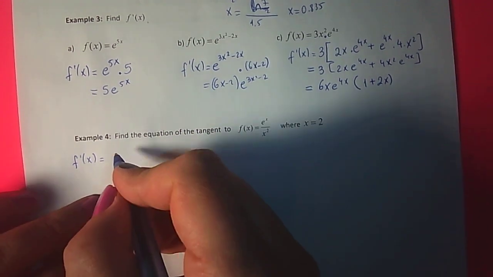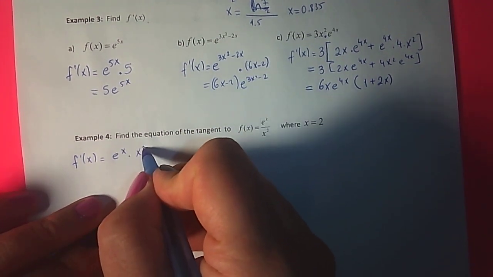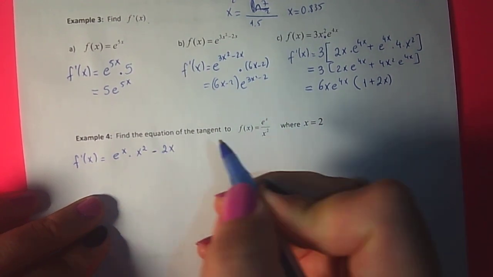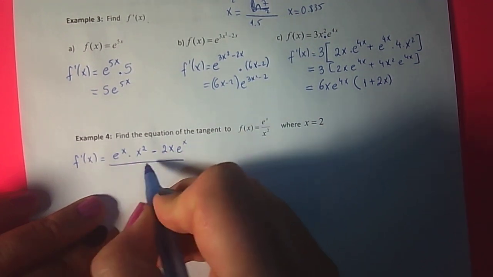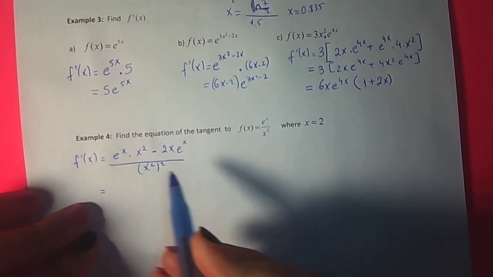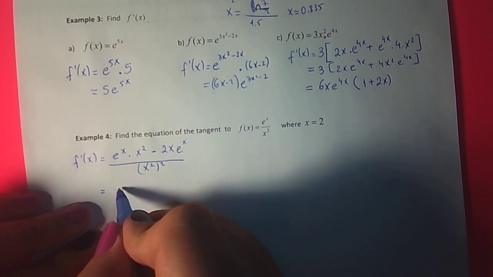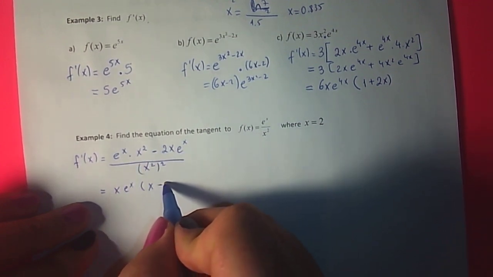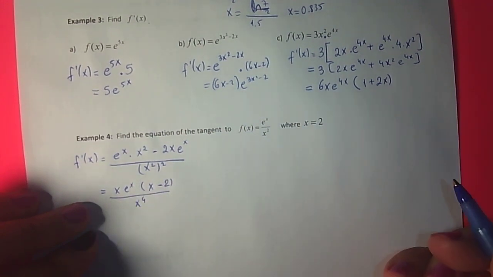The derivative of numerator, e to the power of x, times the denominator, minus derivative of denominator, 2x, times numerator, over square of the denominator. So if we simplify this, we see that x and e to the power of x is a common factor. So we get x minus 2 here, and denominator is x to the power of 4.